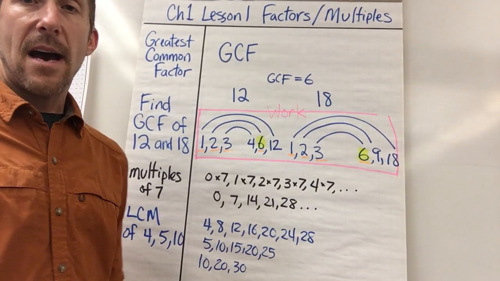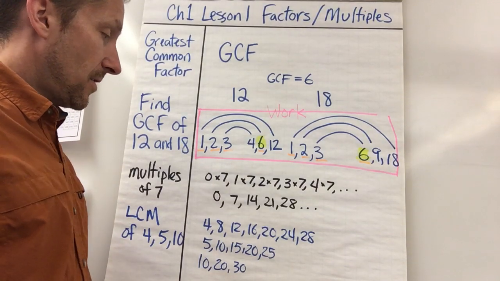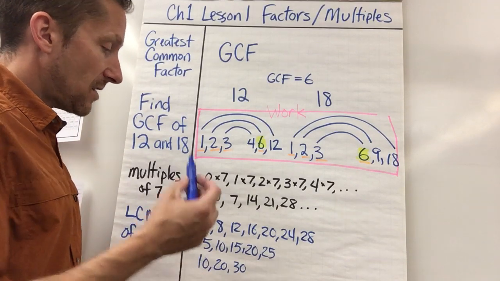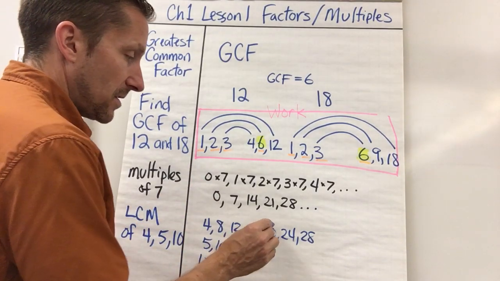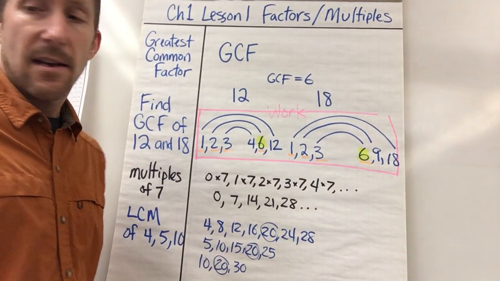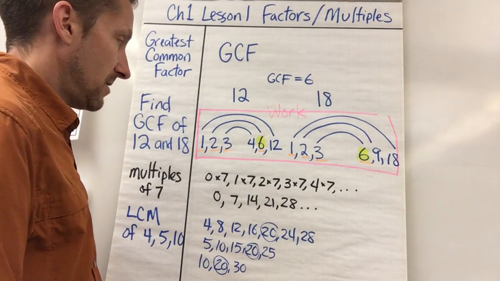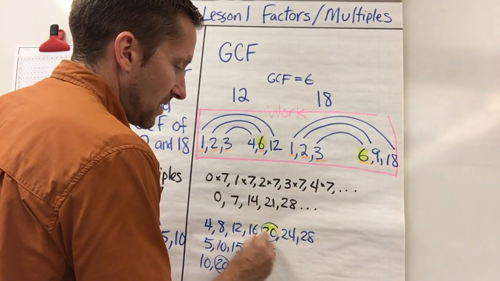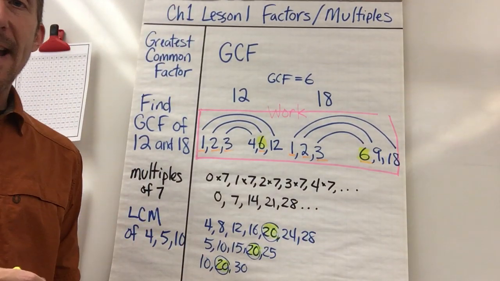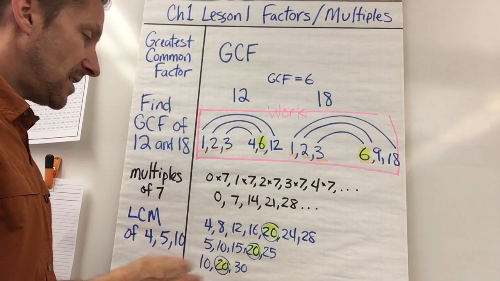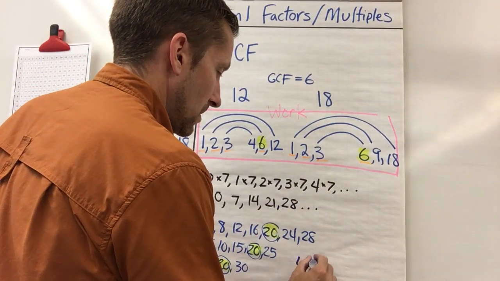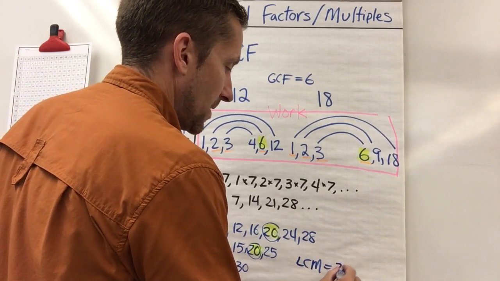And now I can see the smallest or least number that is common in all the lists of multiples is this one right here. I've got a 20, a 20, and a 20. It's the very first match. So the least common multiple for 4, 5, and 10 turns out to be 20. Again, least common multiple is 20.